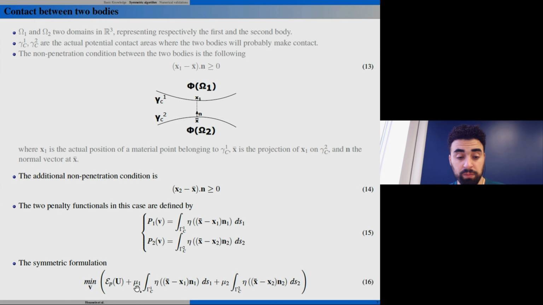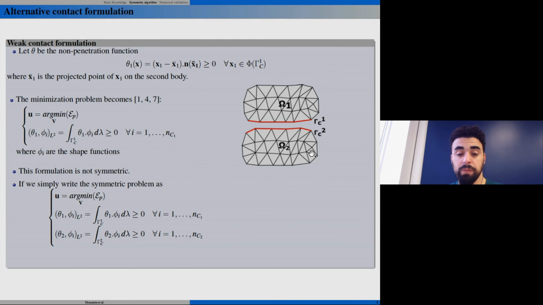Therefore, our problem will be a minimization of the total potential energy plus the penalty factor mu times our first penalty functional and our second penalty functional. Therefore, now we have a symmetric formulation. We don't distinguish between the slave and the master body.